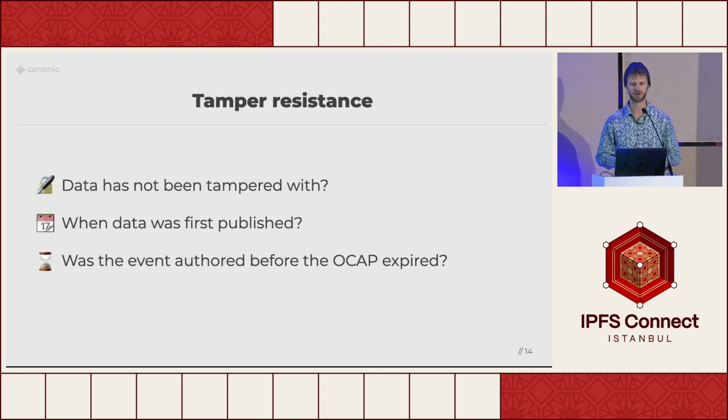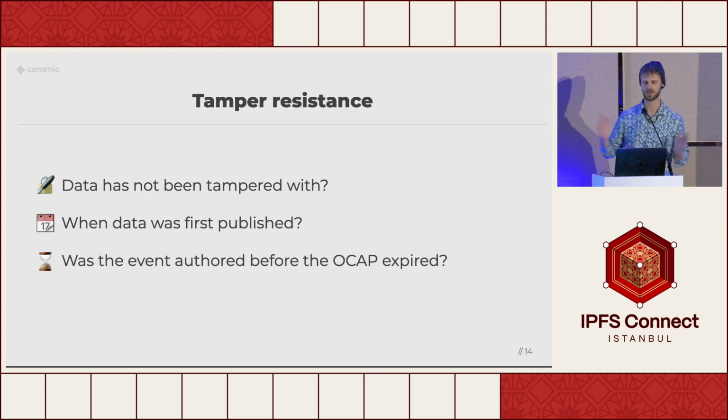Okay, so next up, I want to talk about tamper resistance. How can we ensure that the data that's been added to the system has not been tampered with? Because if it's just a single file, it's easy, right? If someone has tampered with the data, the hash doesn't actually shake out. We get a different hash, and we know that someone tampered with the data.